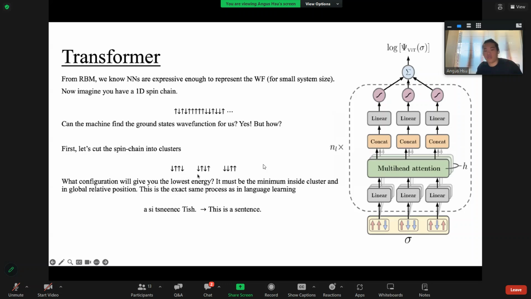And also you have to switch the cluster positions. This is nothing but like a sentence. Given a certain input, it has to be the correct combination of letters to form words, and then the correct position of each word in a sentence. So this is like the mapping between the language model and the spins.